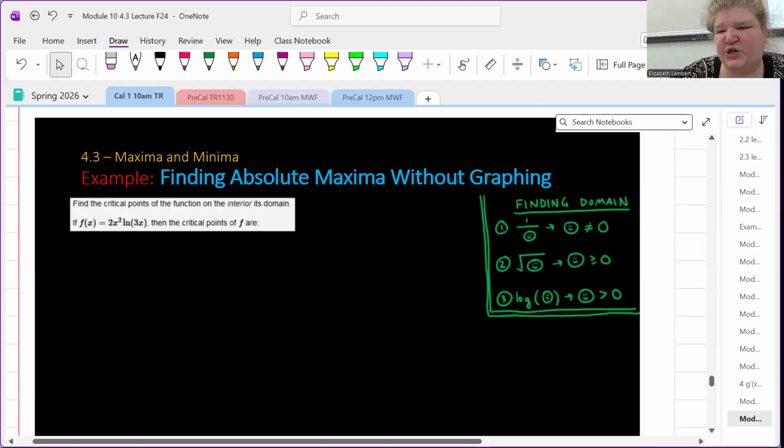So when we're finding domain, my colleague Chris writes this with smiley faces, but there's 3 domain restrictions. So if I am ever dividing by something, one of my domain restrictions is that the something can't equal 0. If I'm square rooting something, the something has to be greater than or equal to 0. And if I'm taking the log of something, the something has to be strictly greater than 0.